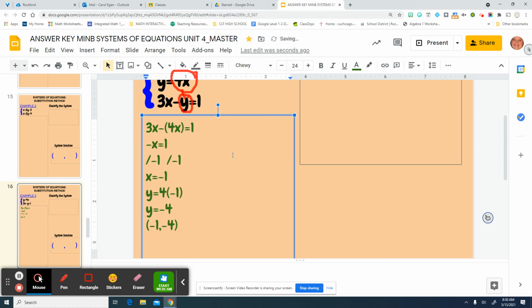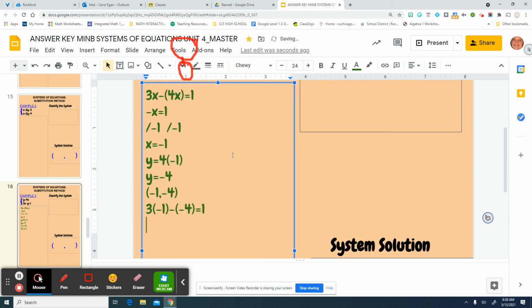And now I'm going to substitute it into the 3x minus y equals 1 to see if I was correct. So 3 times negative 1, because that's the value of x, minus the value of y, which is negative 4, equals 1. So 3 times -1 is -3. A negative times -4 is +4. And in fact, 1 does equal 1. So I am correct.